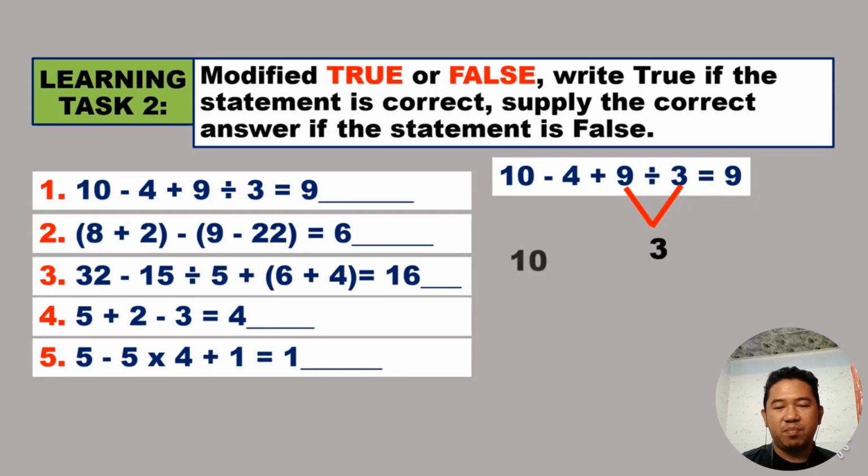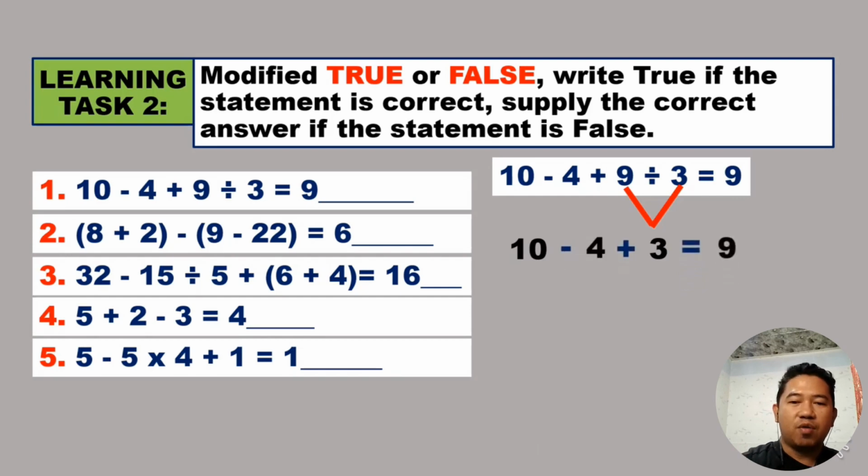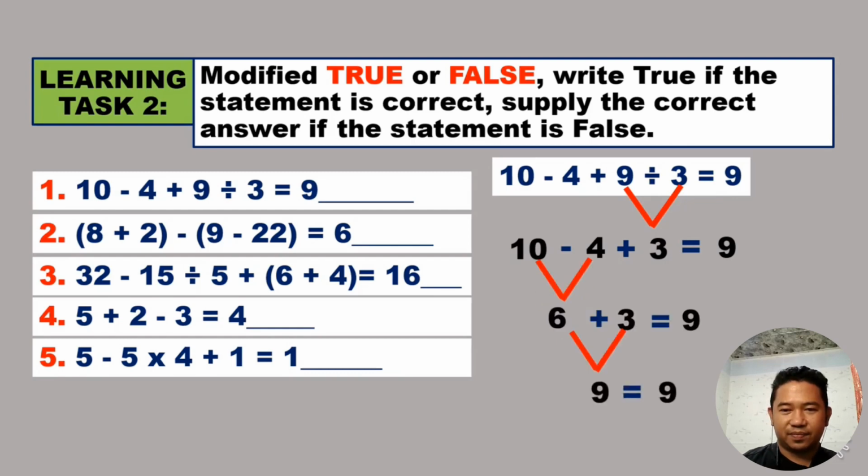So for item number 1, we have to divide first. 9 divided by 3 equals 3. Then we'll bring down 10 minus 4 plus 3 equals 9. Okay, do you get it? Okay, good. So the answer is true.